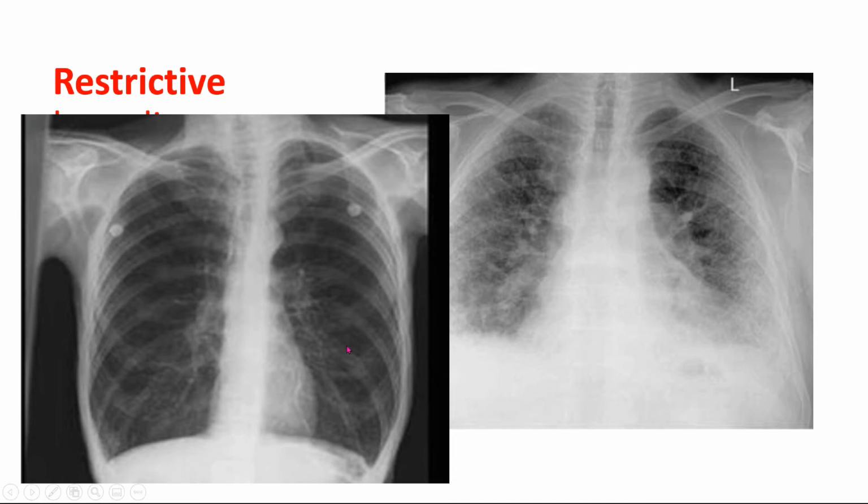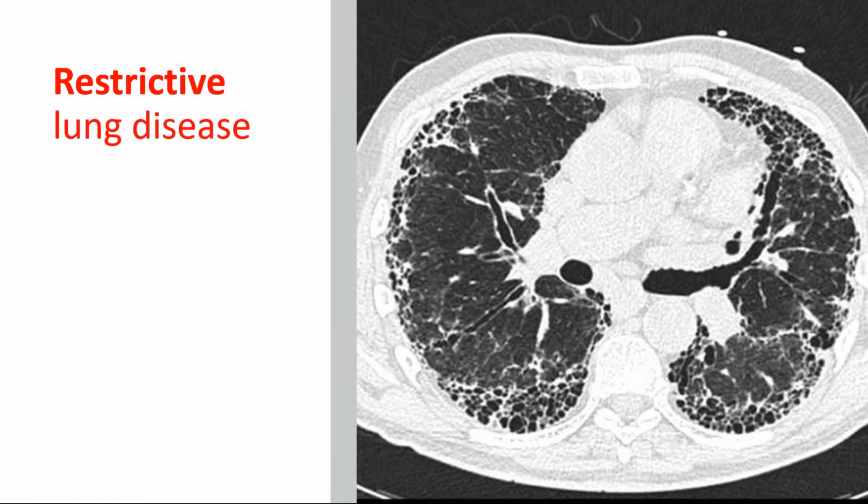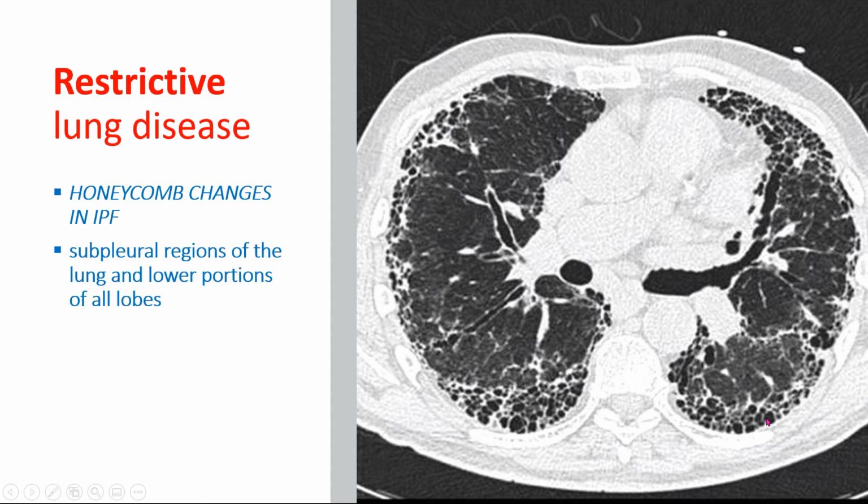Compare with the obstructive. Also in restrictive lung disease, you can see this honeycomb pattern, subpleural, beautiful. Here is a beautiful honeycomb pattern. This is very characteristic, subpleural. In the subpleural segment and in the lower region of all lobes, it is a very beautiful honeycomb pattern.